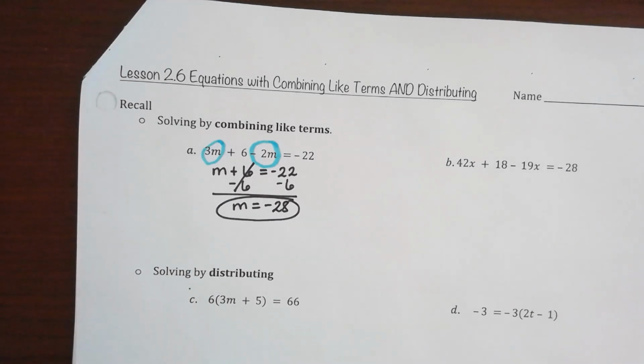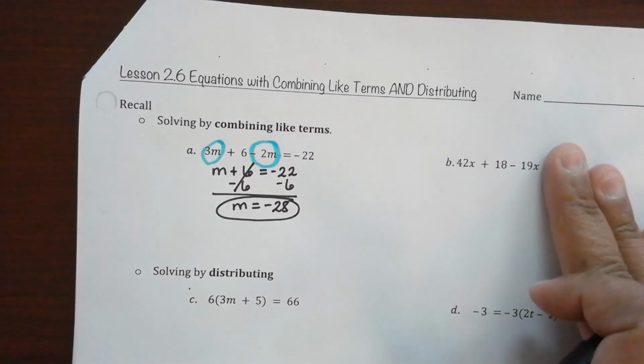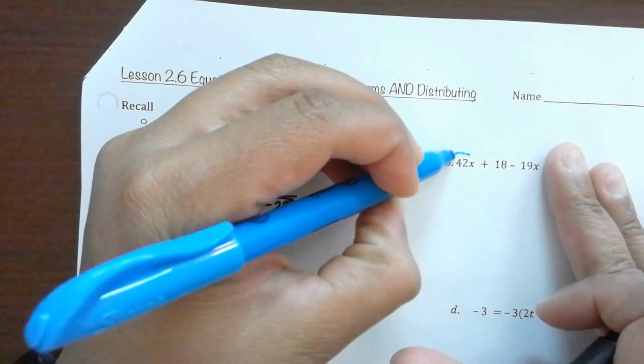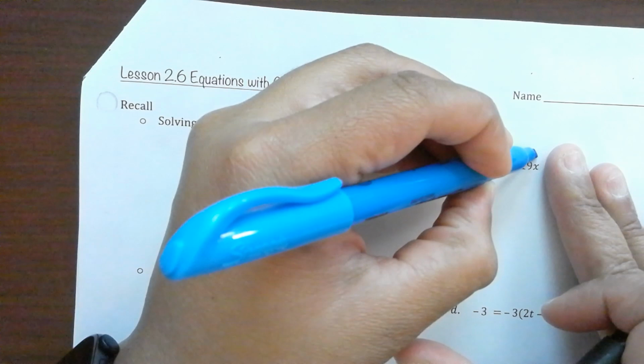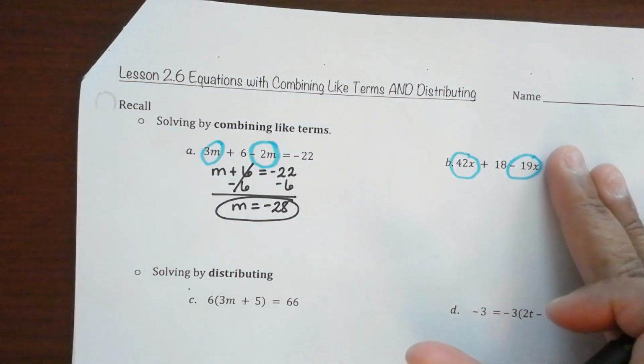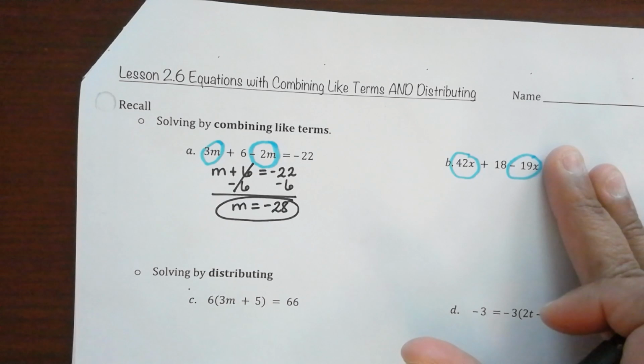Any questions there? From there, looking at B, covering up the side with one term, is there anything to combine on the left side? 42 and 19. Do signs matter? Yes. So, what am I typing into the calculator? 42 minus 19. So, type in 42 minus 19.